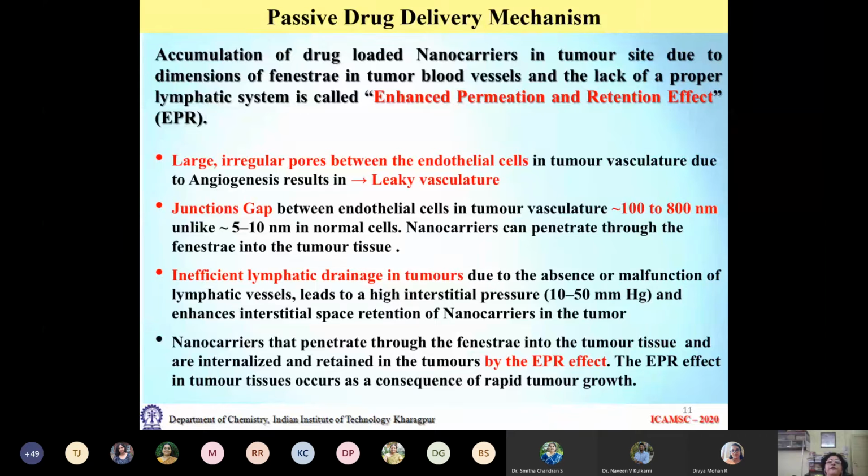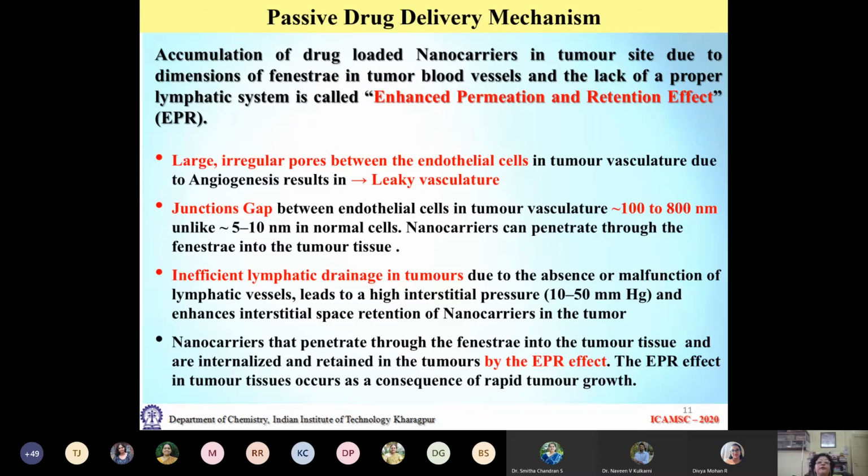dimensional fenestrae in the blood vessels, because you see the fenestrae means the windows or the pores in the blood vessels. We have already discussed that the blood vessels are much more dilated, they carry more blood, the angiogenesis is high, so more of the dilation is there, so the windows and the pores in the blood vessel are more, and they have leaky boundaries. In addition to that, they also lack proper lymphatic exit. The lymphatic exit is not proper in a cancer cell.